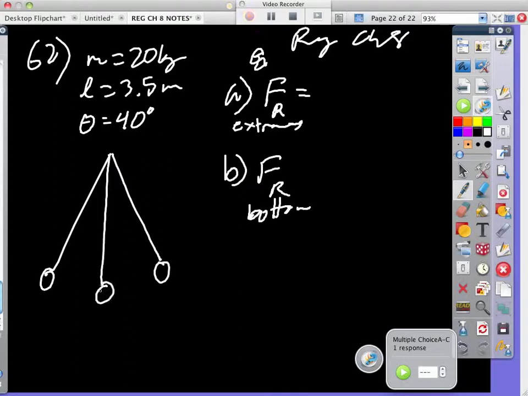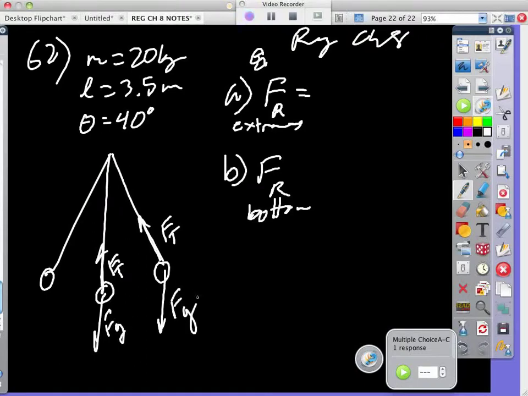Picture of this kid swinging like this. At the extremes, in the bottom, does it make sense that this extreme and this extreme are the same? Yes. So I'm not going to have to worry about that. So if I do a force diagram here, we have Ft and we have Fg.